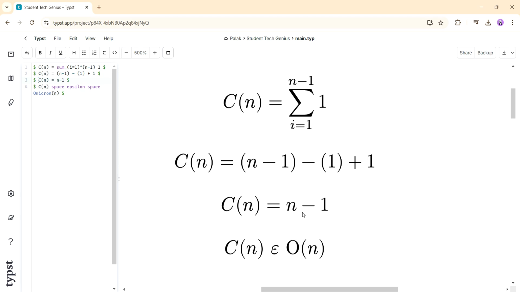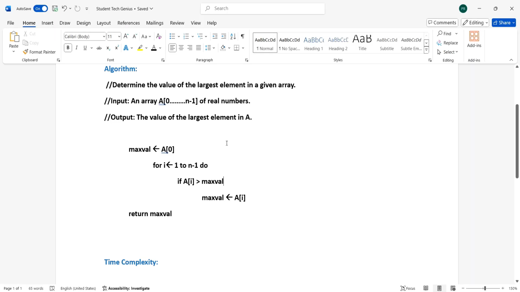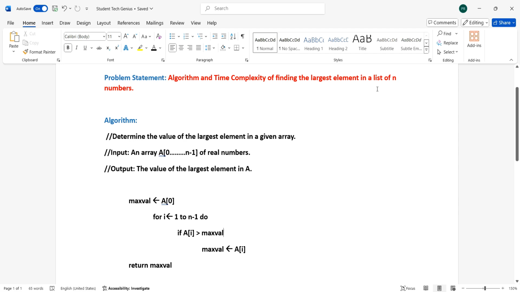And now we take the time complexity. What we take in time complexity is the highest power. Here 1 can be written as n power 0 and n is n power 1. So the highest value is n, so the time complexity will be big O of n. So the highest complexity belongs to big O of n. So this is the time complexity we have for the algorithm of the largest element in a list of n numbers.